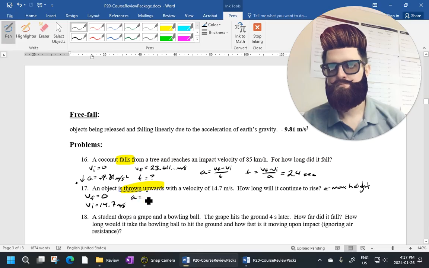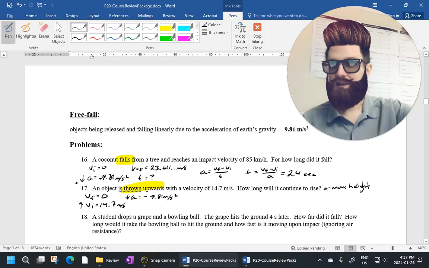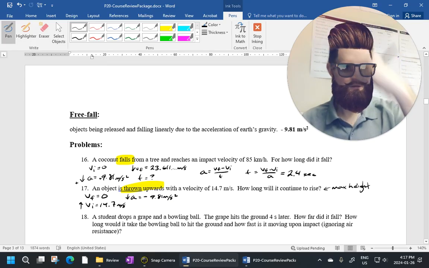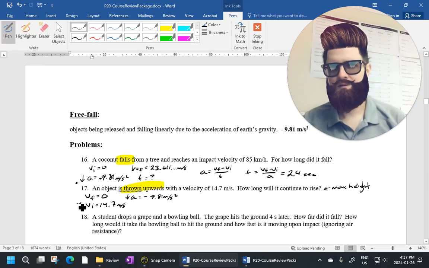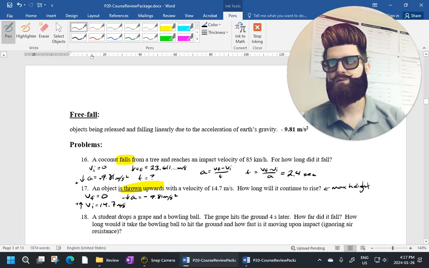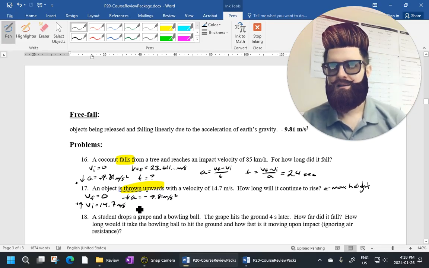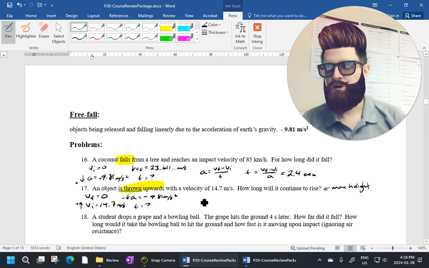Time, A. Oh, if it's thrown upwards and acceleration is downwards, something's got to be negative here. So let's just make gravity negative now. Up here, everything was moving down, right? So we made everything positive. But here, something's got to be positive, something's got to be negative, right? Because they're opposite directions. And we're trying to find time. Okay, same formula. It's kind of weird. You think you could pick a different formula here, but that's okay.